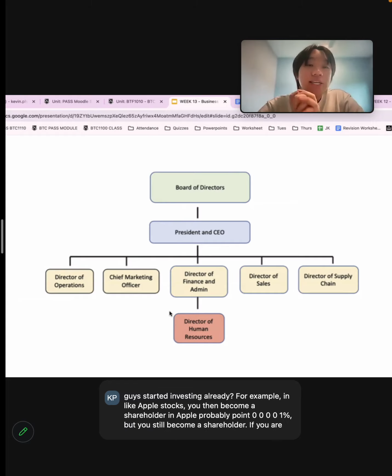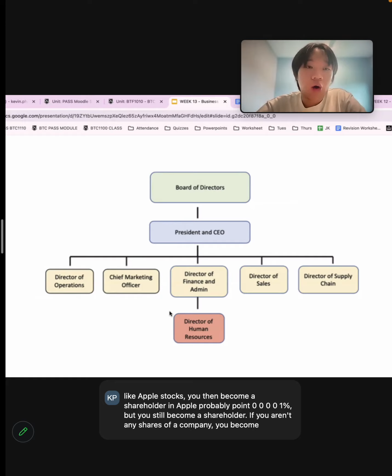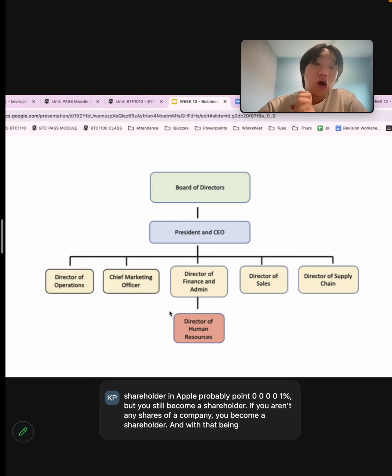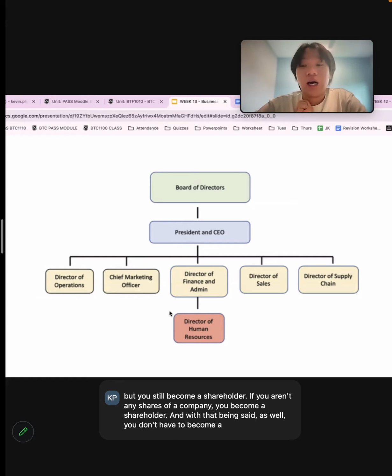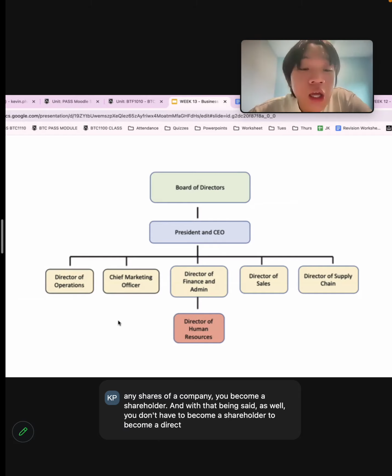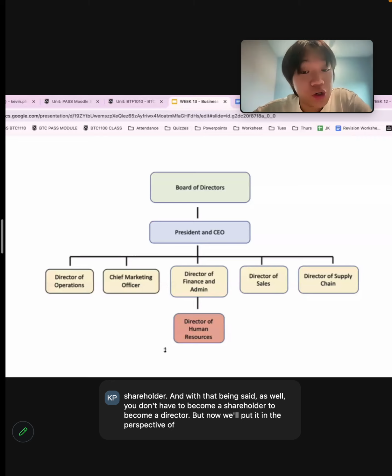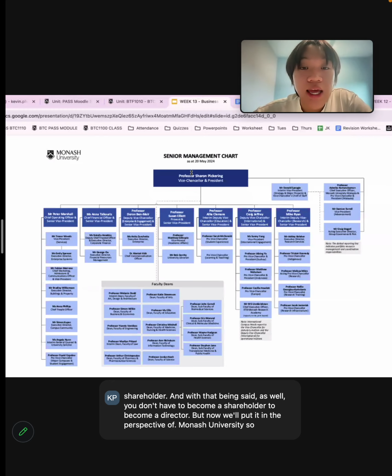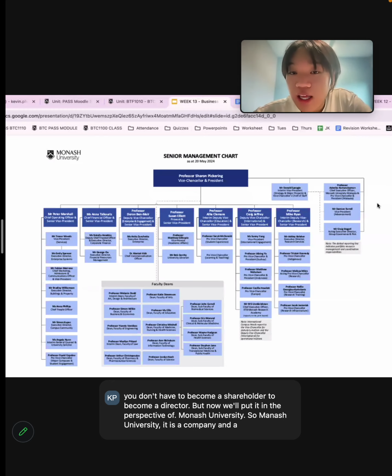If you own any shares of a company, you become a shareholder. With that being said as well, you don't have to become a shareholder to become a director. But now we'll put it in the perspective of Monash University. So Monash University, it is a company, and I've popped this chart here for you guys.